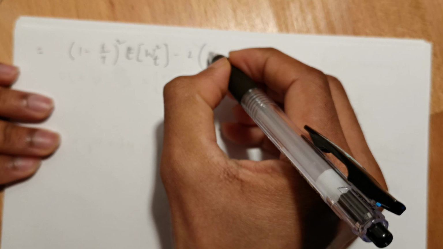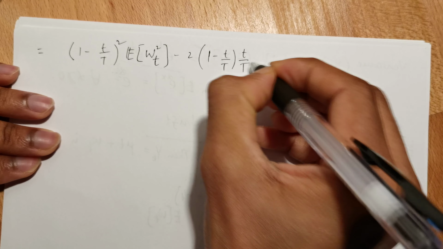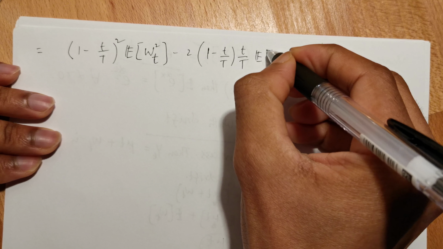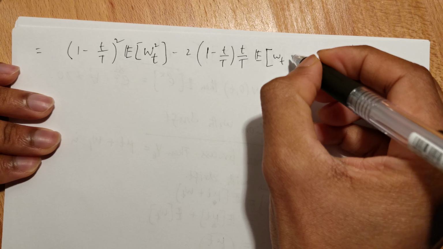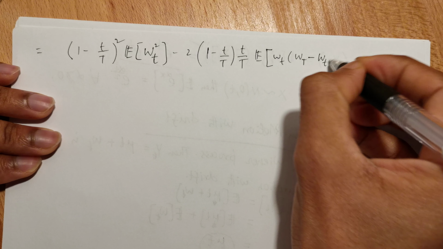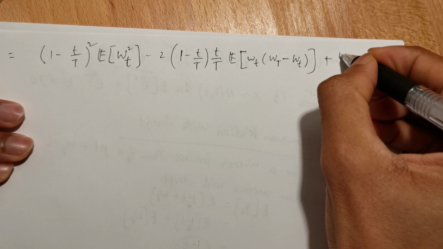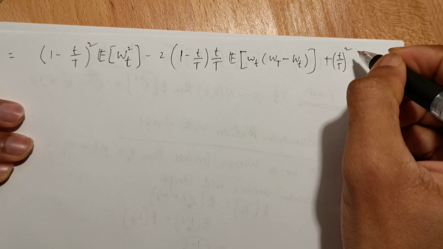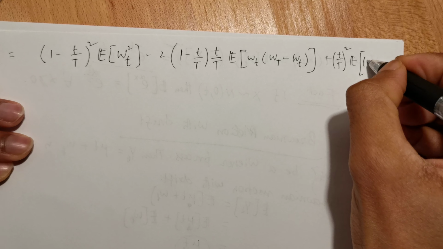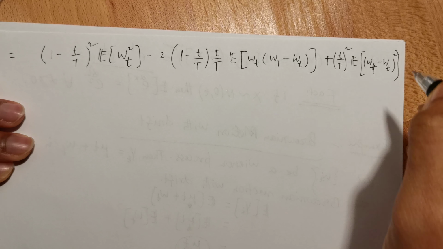minus 2 times 1 minus t over capital T times t over capital T times the expectation of Wt times the expectation of W capital T minus Wt, right, plus t over capital T whole square times the expectation of W capital T minus Wt whole square, right?